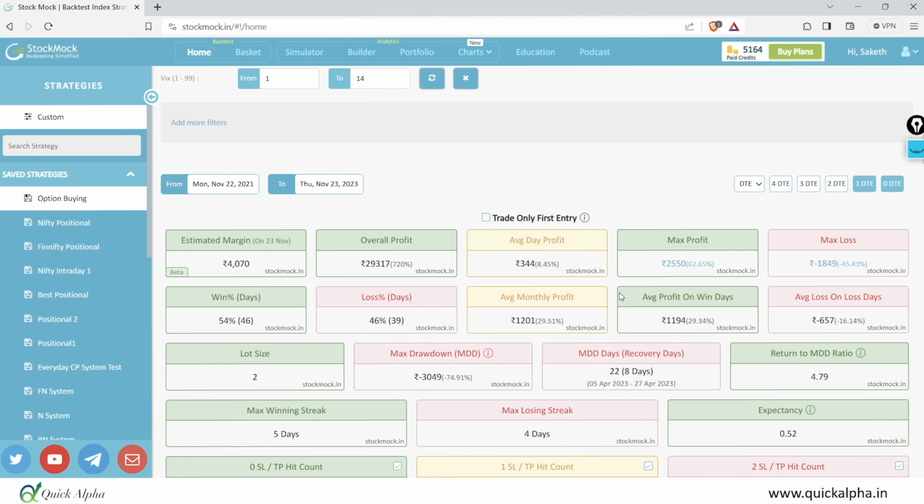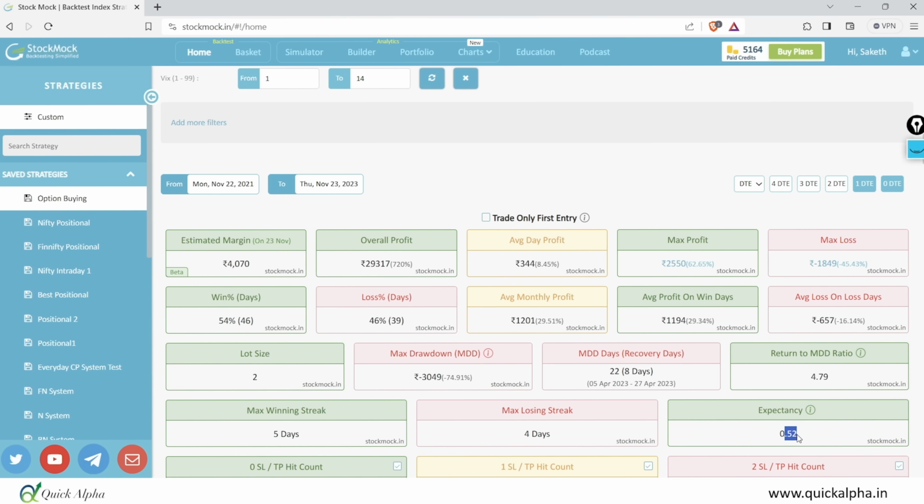Every single thing changes. So you can see that you had a max drawdown of 9,000 rupees and expectancy of 0.24. But when you run this strategy, when the VIX is under 14, you can see that your max drawdown is just reduced to 3,000 rupees. So suddenly the strategy becomes much more favorable. And also, not just that, you can see your expectancy has suddenly shot up to 0.52.